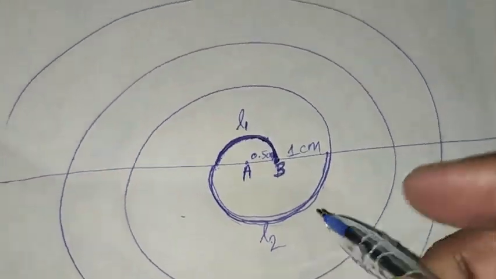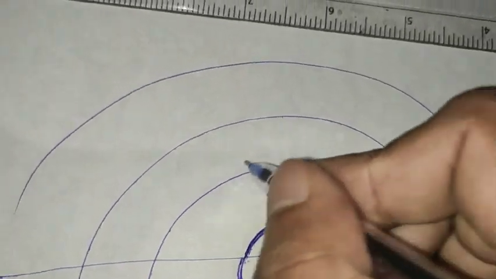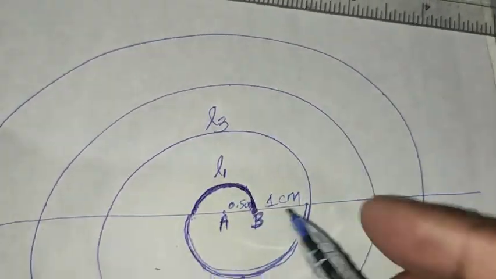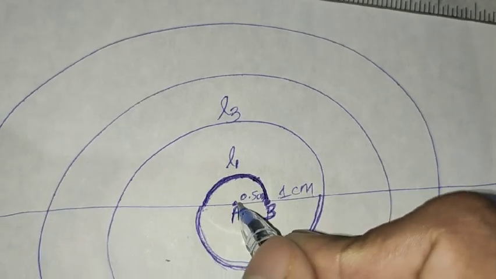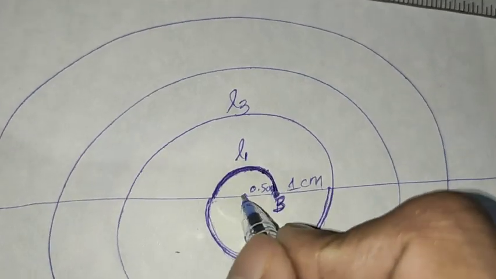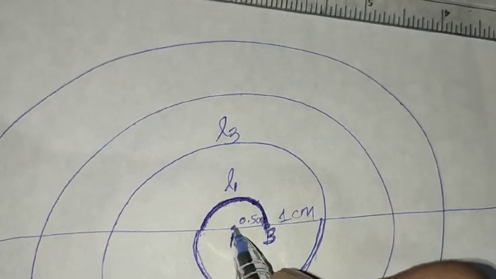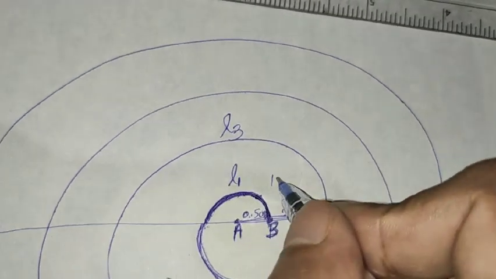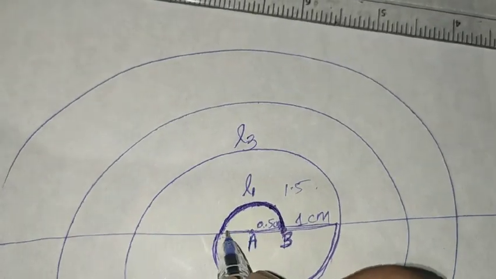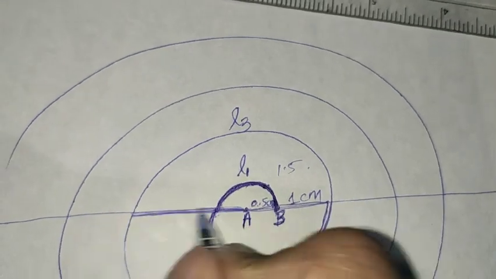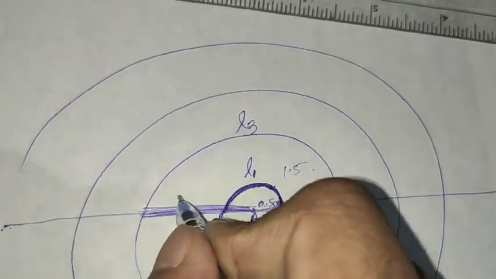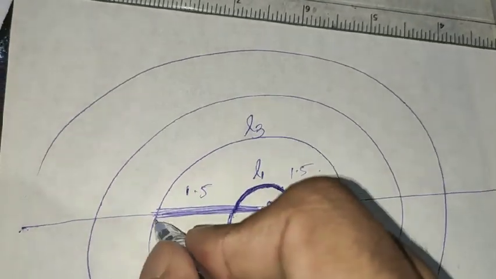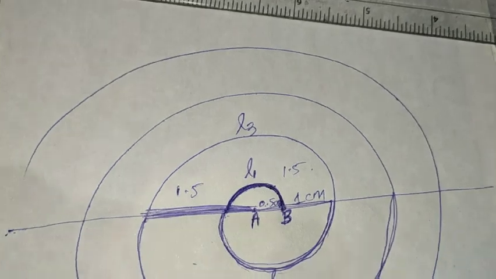Now moving on to the next semicircle, L3. The center will be A, and the radius will be 1 plus 0.5, that is 1.5. This is the radius, 1.5. Likewise in L4, this one is a semicircle.